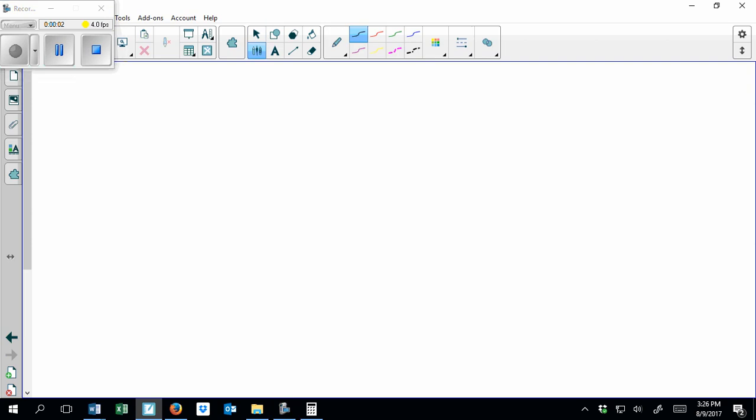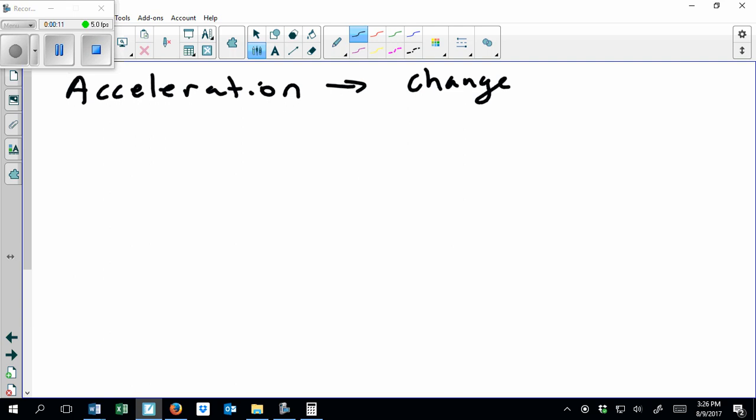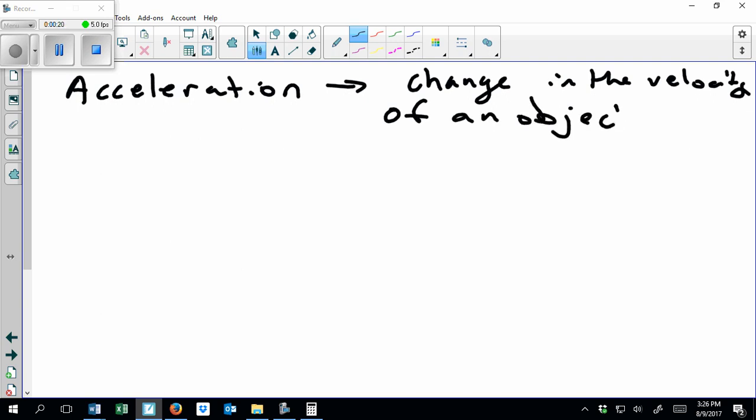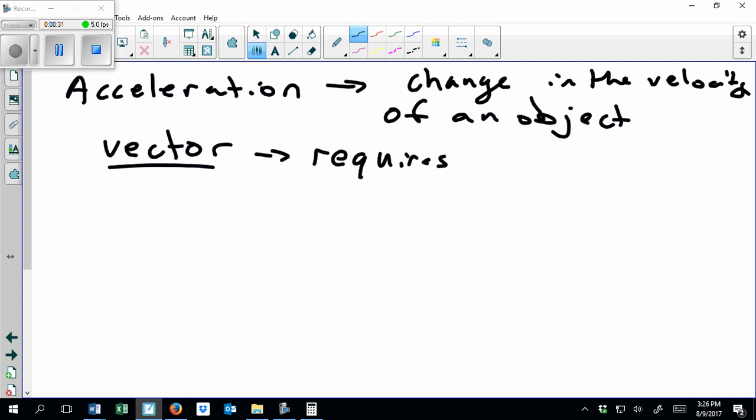All right, so we want to take a look at acceleration here. And as it says above, acceleration is a change in the velocity of an object. And because velocity is a vector, if we're going to change that, we have to also have a vector here. So acceleration is a vector. Remember, it requires a direction, positive or negative, north or south.